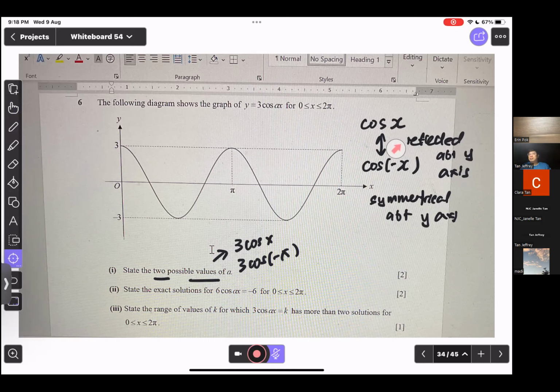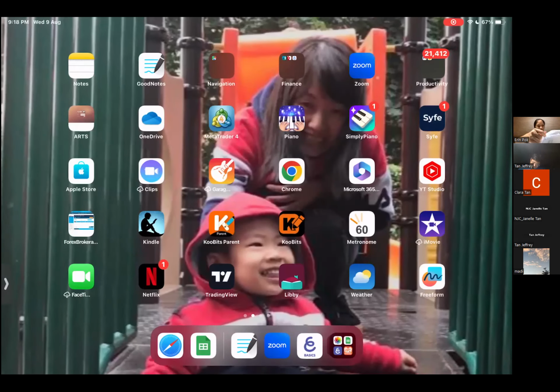Do I sound logical? But if it's symmetrical about the y-axis, doesn't it mean the x-axis will show 0 to negative 2 pi? You are not wrong. Just that in this case, they did not state the domain. For example, this diagram, I can show you now.